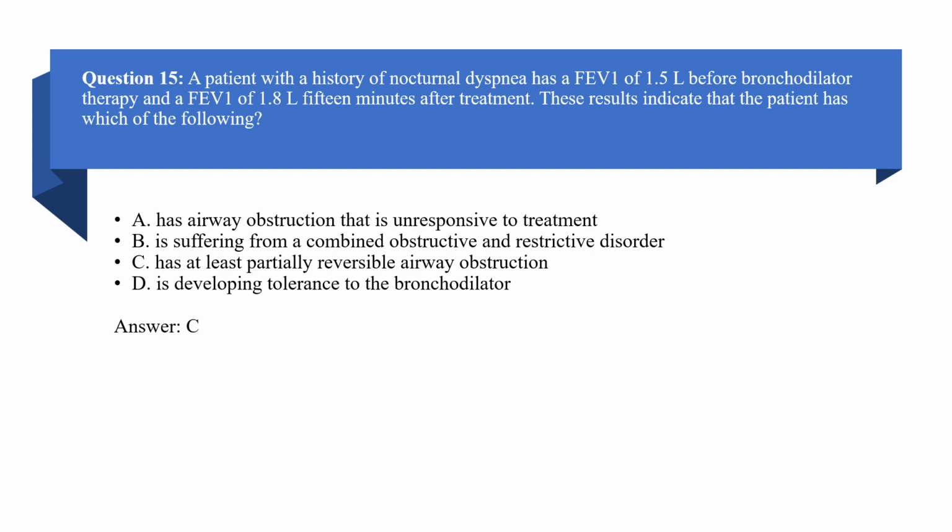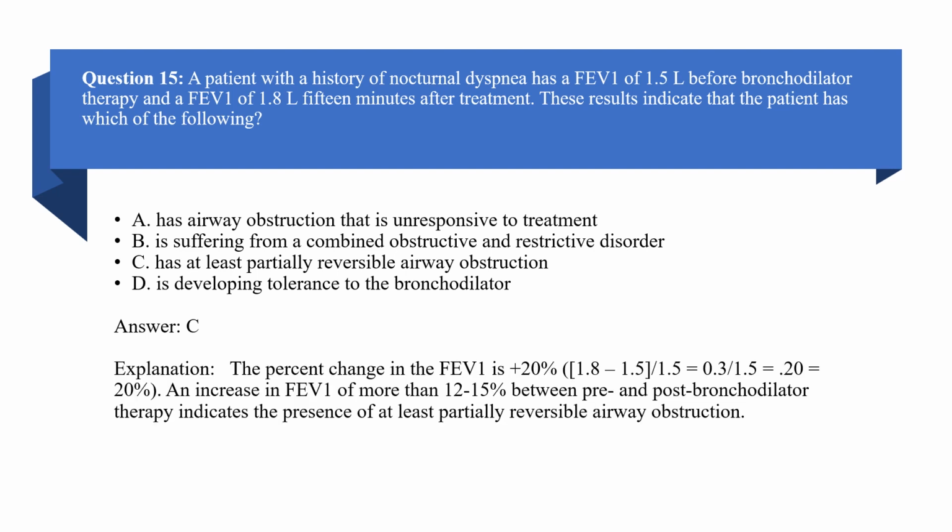So let's look at the answer. The answer, in fact, is C. The patient has at least a partially reversible airway obstruction. But like we've done in all the other questions, let's look at the why. So the explanation relates to a percent change. So we're really going through the math here.